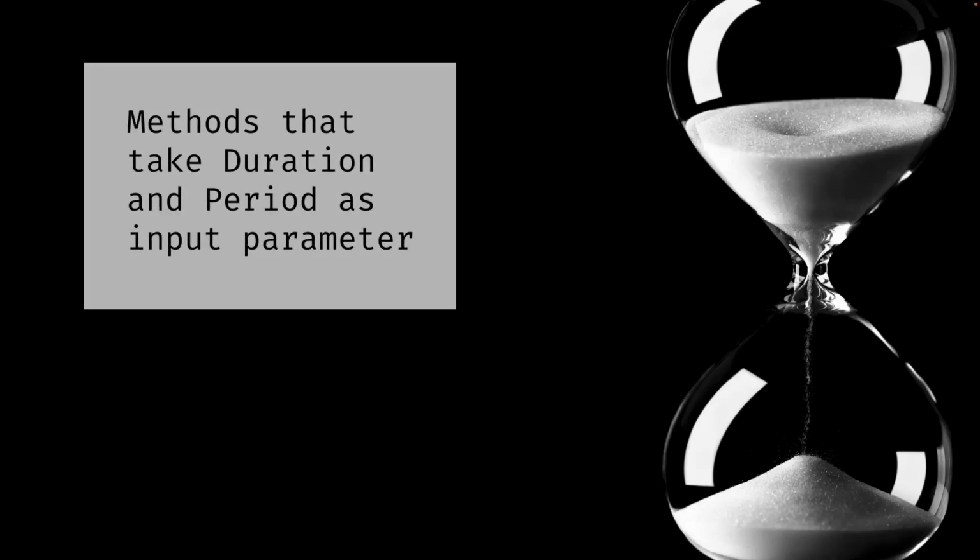You can use the plusDuration and minusDuration methods of LocalDateTime to add or subtract a duration from a date and time. And you can use the plusPeriod and minusPeriod methods of LocalDate to add or subtract a period from a date. Let's explore this in IntelliJ.